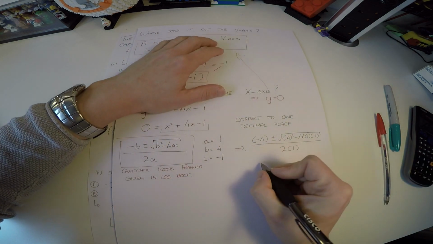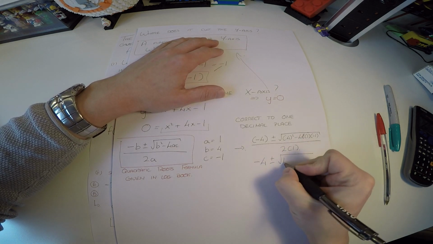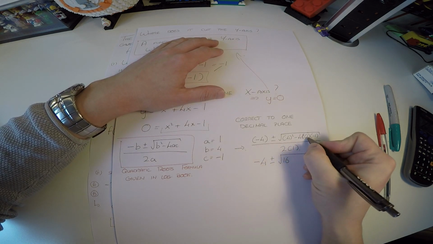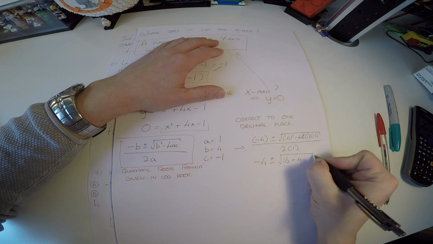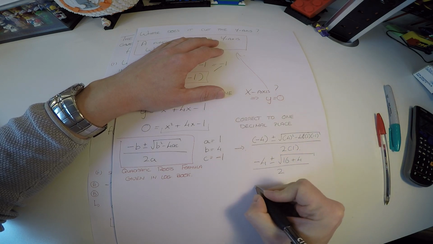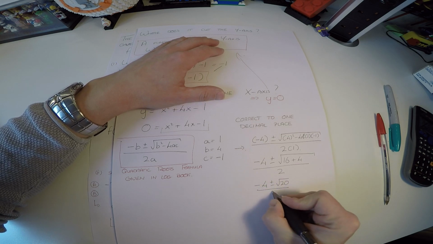So minus 4 simply stays as it is, plus or minus under the square root. Now 4 squared is 16. Minus 4 by 1 is minus 4. Minus 4 then by minus 1 makes it a plus 4. All over 2, that's minus 4 plus or minus square root of 20 over 2.